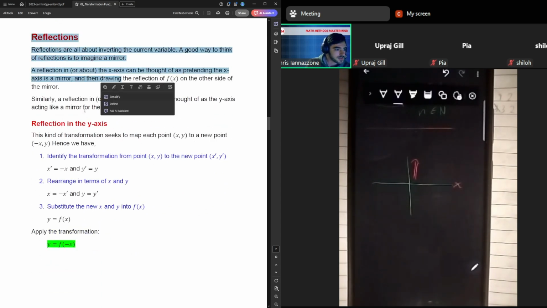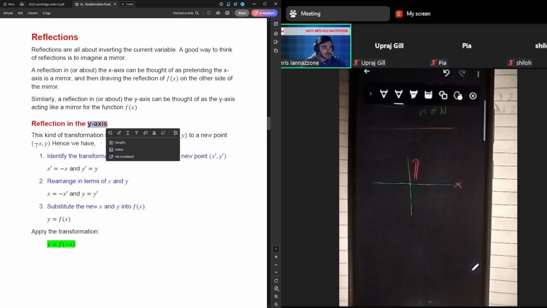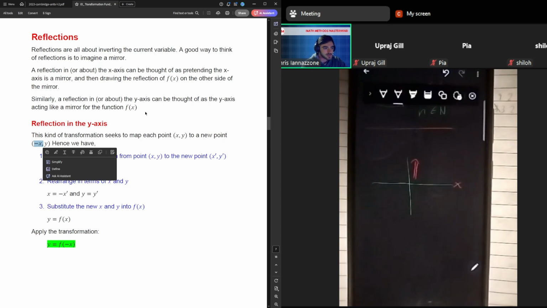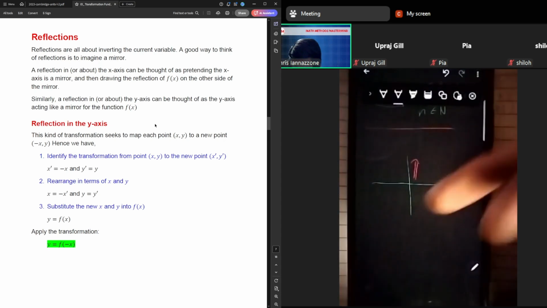Reflections. So you guys have seen this before. Reflecting in an axis, either in the y or in the x. Whatever axis is mentioned, it means the opposite value gets the negative. So if it's the y-axis, then the x gets the negative. If it's the x-axis, then the y gets the negative. And the reason why is because if you're reflecting in an axis, that axis acts like a mirror, essentially.